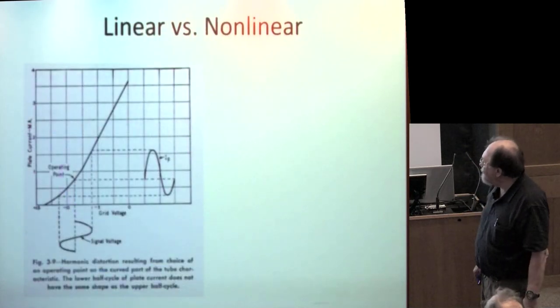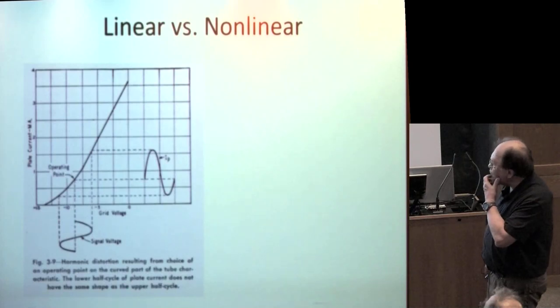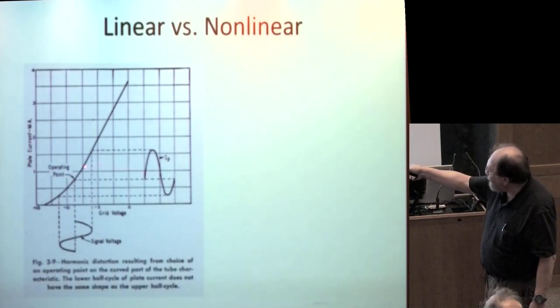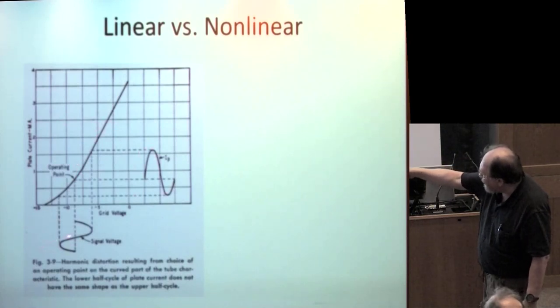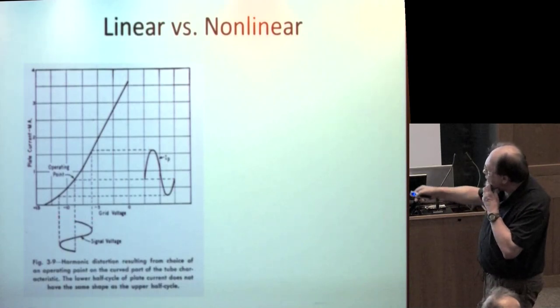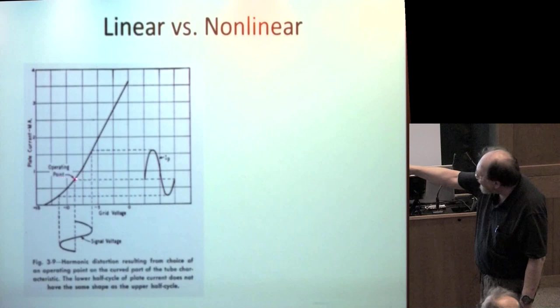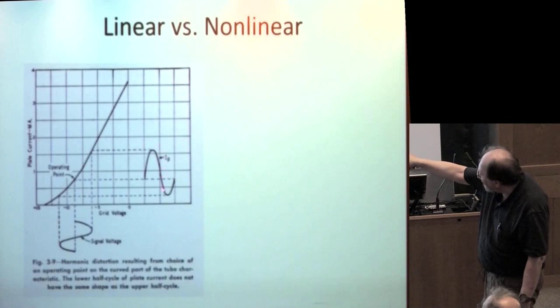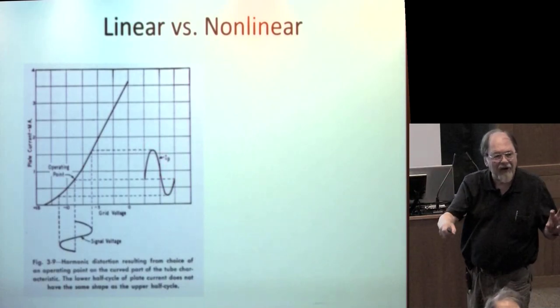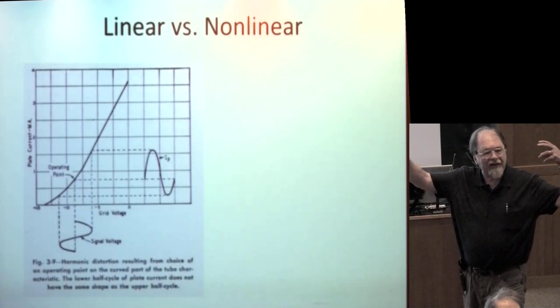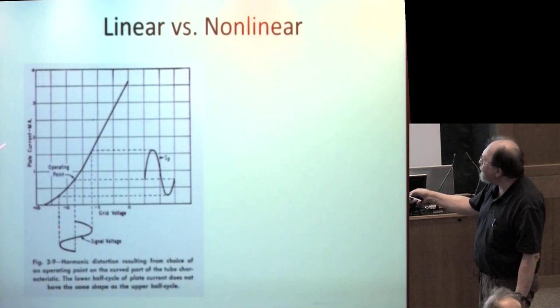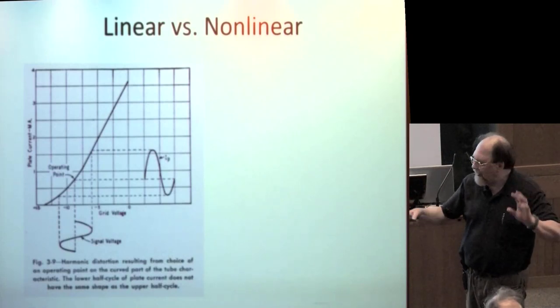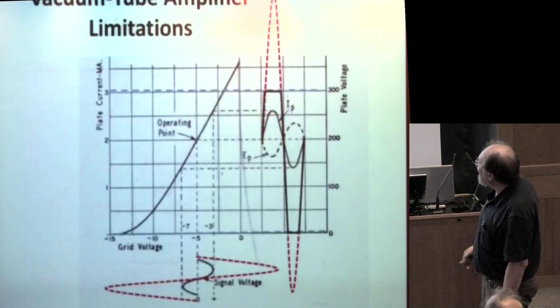I also wanted to touch on linear versus nonlinear. In that other drawing where we chose an operating point up in here, the output waveform would be an accurate representation of the input. But in this case, we've chosen a point down in here where the curve is no longer straight, and you'll see that this perfect sine wave is now distorted. If you distort a sine wave, you get harmonic distortion, extra signals in the output, and in most cases you want to avoid these nonlinear situations. That's a concept that will come up in a little while.